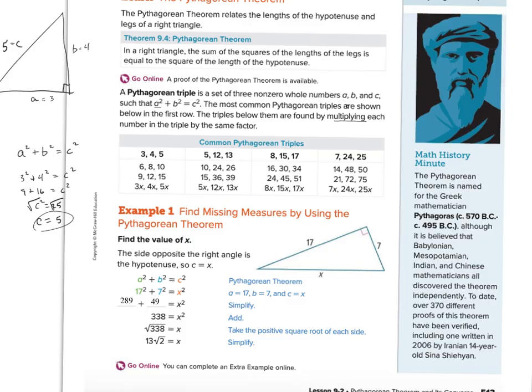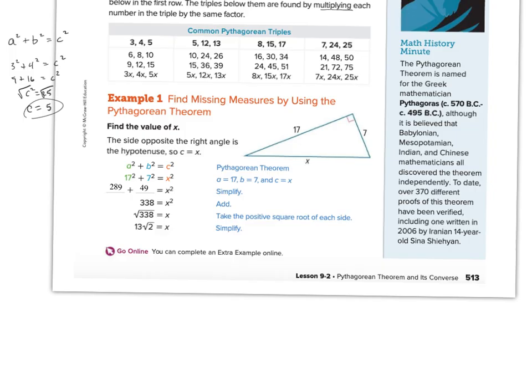So we'll do a little bit of practice, just being able to recognize here, using the Pythagorean theorem to find the missing measures. Again, the side across from the right angle is always going to be my hypotenuse. So here we have a, b, when they filled in the formula. Then they substituted in 17 squared plus 7 squared is equal to x squared. So 289 plus 49 is equal to x squared. Combine like terms, x squared is equal to 338.